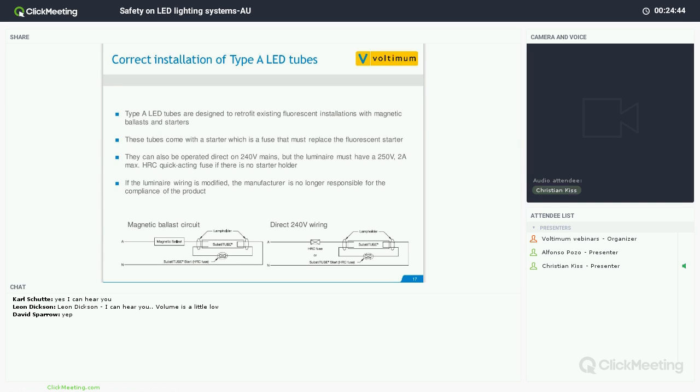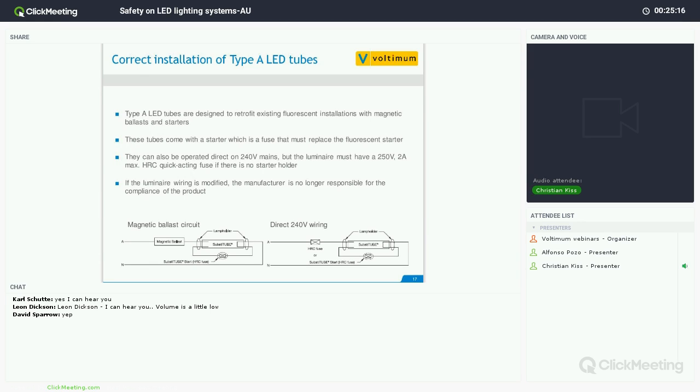So going back to type A tubes specifically being the more common and the one that we in the Osram brand have available, these are designed primarily as a retrofit for existing fluorescent installations with magnetic ballasts and starters. So the starter is basically a fuse that needs to replace the fluorescent starter and it completes the circuit. So the tube can be replaced very simply by taking out the fluoro, putting in the LED and changing the starter, and it can operate.